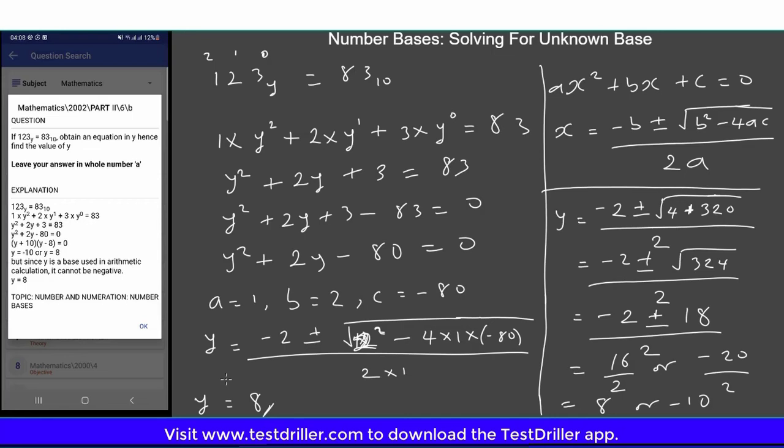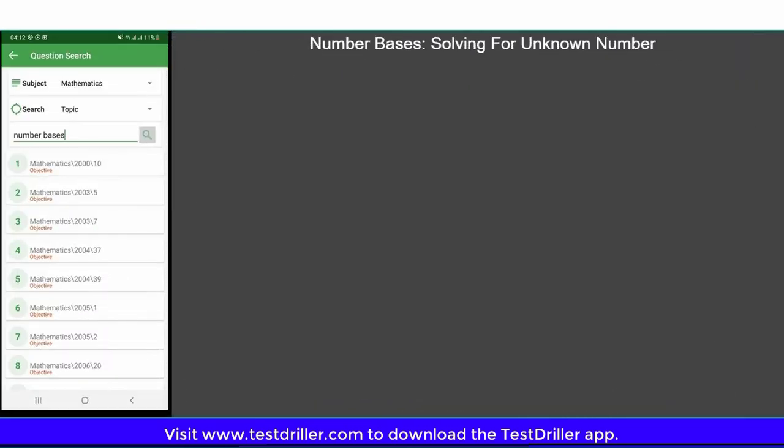So let's look at another section of number base, which is solving for an unknown number. This time around we know the base, but we don't know the number. So let's take a look at how to solve such problems. Next, we'll talk about solving for unknown numbers. In this case, you may have a situation where you know the base, but you don't know some of the digits in the number. So let's take a look at an example.